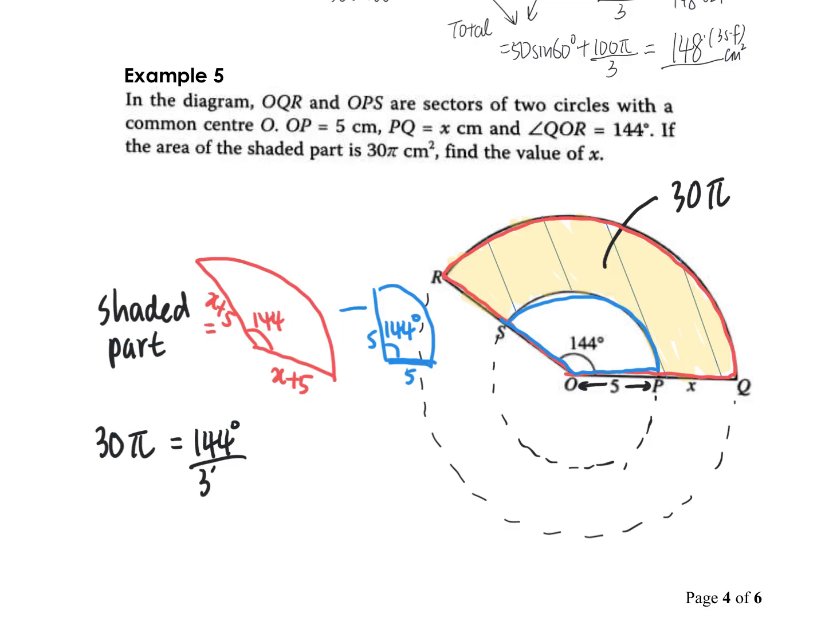144 over 360 times pi r squared. My r I already know is x plus 5, squared. So I'm finding the area of the big piece. Okay, then I minus off the smaller one. It's also 144 over 360, but pi r squared, the smaller one now. So is this the small piece?